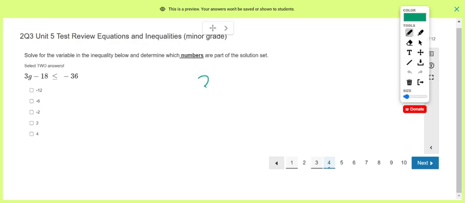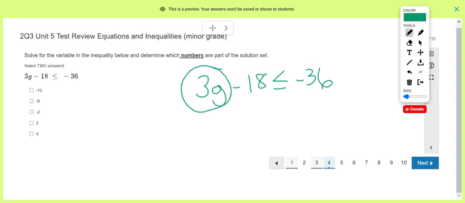So setting up and solving, we have 3g minus 18 is less than or equal to negative 36. Circle the variable term just to identify where we're going to start solving. And the variable is on the left and it's positive, so the sign moves straight down into our answer. So we're going to have the variable g, and that's less than or equal to. Now we start solving.